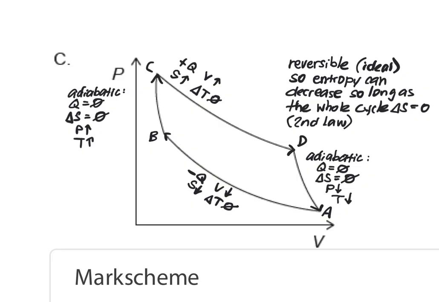And there's your Carnot cycle. Also keep in mind that it could go the other way as well. So it could go from A to D to C to B and back to A, and the same processes happen.